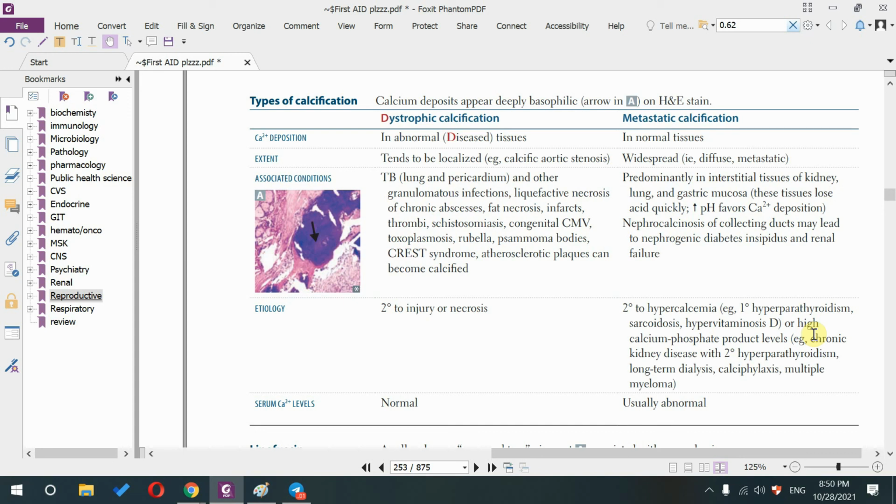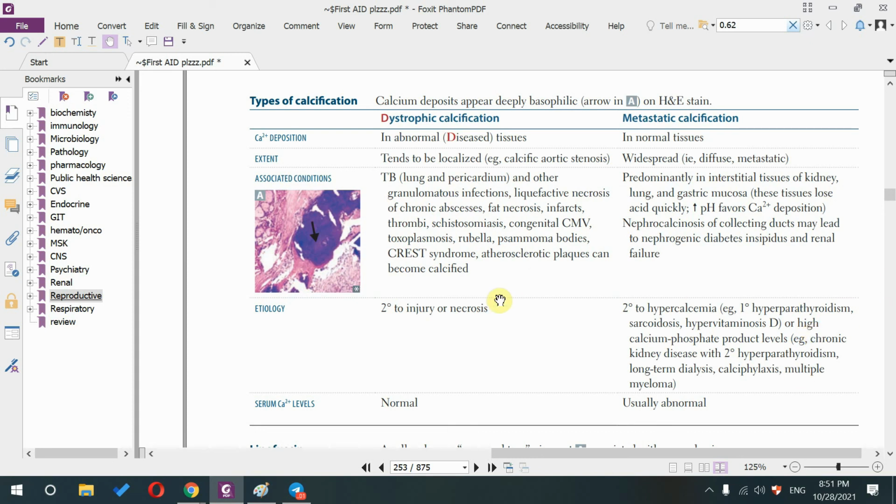Okay. Also, long-term dialysis can lead to metastatic calcification and a condition called calciphylaxis. I would like you to just keep that one in mind. In 3 classes from now, we'll be speaking about it deeply. And the last one is multiple myeloma. Keep in mind that this one also can lead to lytic lesions. What about the serum calcium level in this condition? It will usually be abnormal.